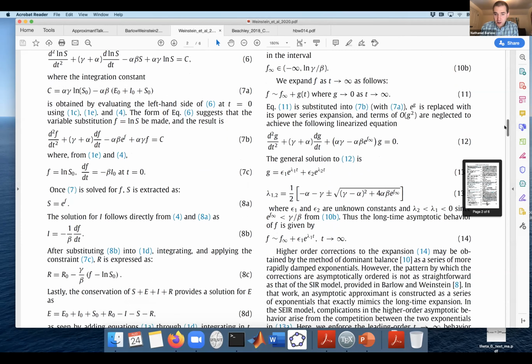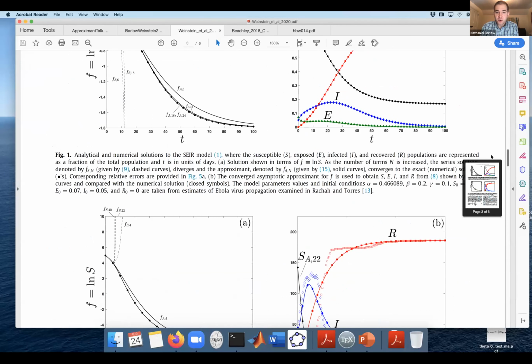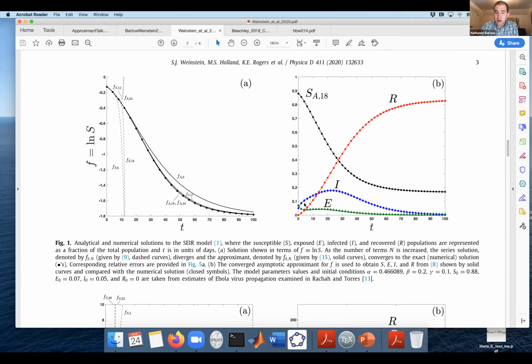And so I'll move on to some plots here to show this. This is for the Ebola initial conditions and parameters. And if you look at the plot on the left, the dots are the numerical solution of the model.